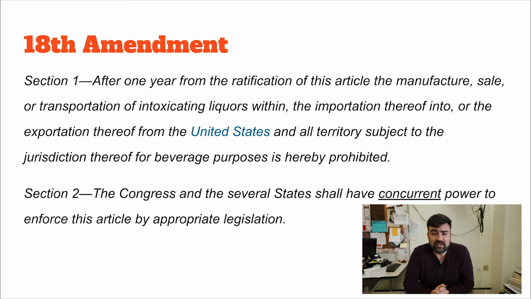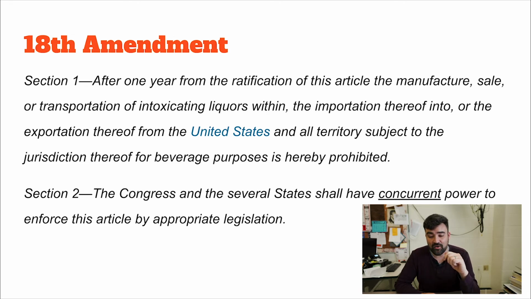And lastly, we're going to take a look at the 18th Amendment. There's two main sections here we're going to talk about. Basically, the first part says after 1 year of ratification, so they give the beer makers and people 1 year to adjust, right? The manufacture, sale, or transportation of intoxicating liquors within the U.S. and the territory for beverage purposes is hereby prohibited.